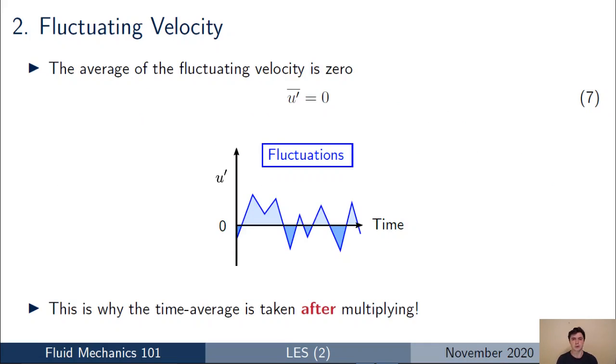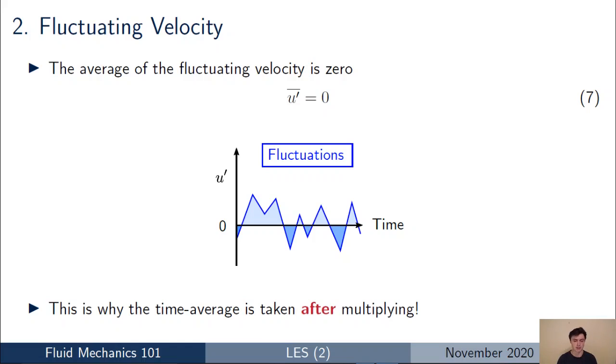Now, there's a small side point which I wanted to make here, which should help clear up any confusing points that you might have at the moment. If you think of the fluctuating velocity component, which I've got for you there on the slide, that's the u prime. If you take the time average of this, the time average is going to be equal to 0.